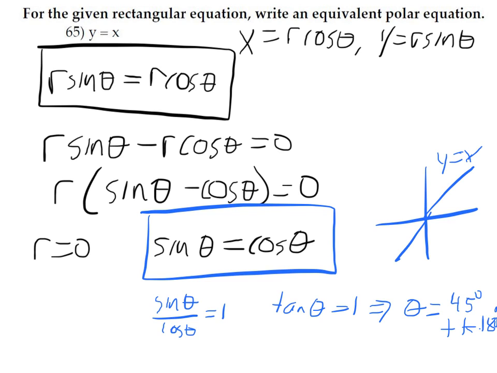On the other hand, you wouldn't have to do that extra work. That just makes you feel good, gives you a little better understanding. So this is sine theta equals cosine theta, tangent theta equals 1, theta equals 45, and all of these are equivalent to the original.